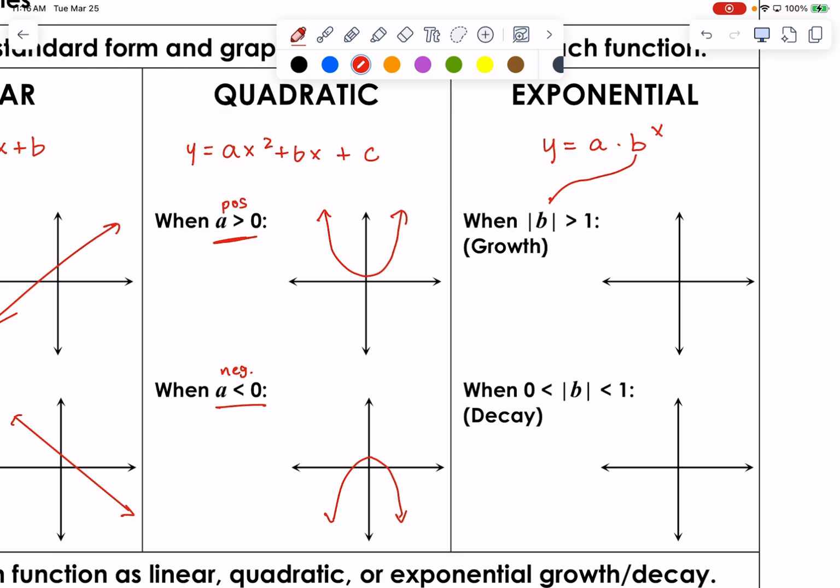Absolute value of b is greater than 1. Don't worry about the absolute value, that just means it can't be negative. If that number is bigger than 1, this is how you want your money to grow. So if it's like 2 to the x, 3 to the x, 4 to the x, 5 to the x, 1.2 to the x, anything bigger than 1 here. 1.3 would be like 30% growth. 1.2 would be 20% growth. 1.4 would be 40% growth.